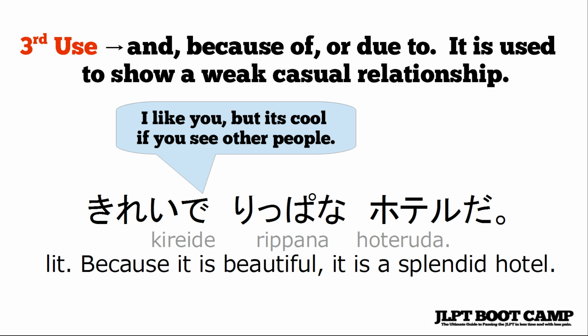Now for na adjectives, we would use de. So for example, this sentence, kirei de ripa na hoteru da. This has a loose meaning of because it's beautiful, it's a splendid hotel. It's not that exact meaning. It's a little looser than that.